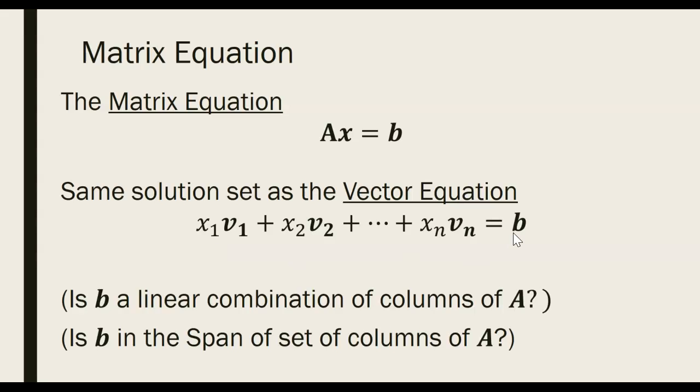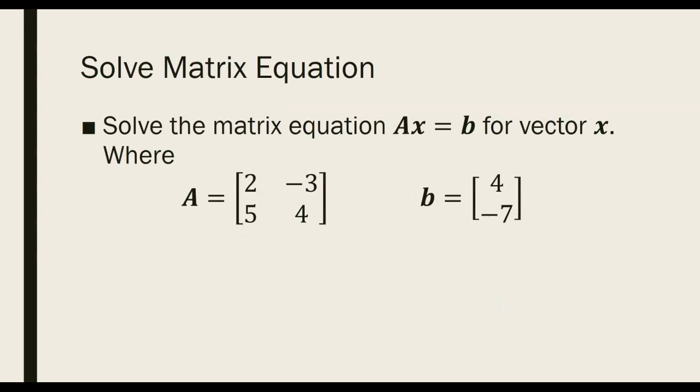Or we can say, is B in the span of the columns of A? Is B in the span? Is B a linear combination of the columns of A? It's kind of the same type of question. We're asking, does there exist this vector x, which I can multiply? Do these values for x exist? So we can solve a matrix equation for a vector x.